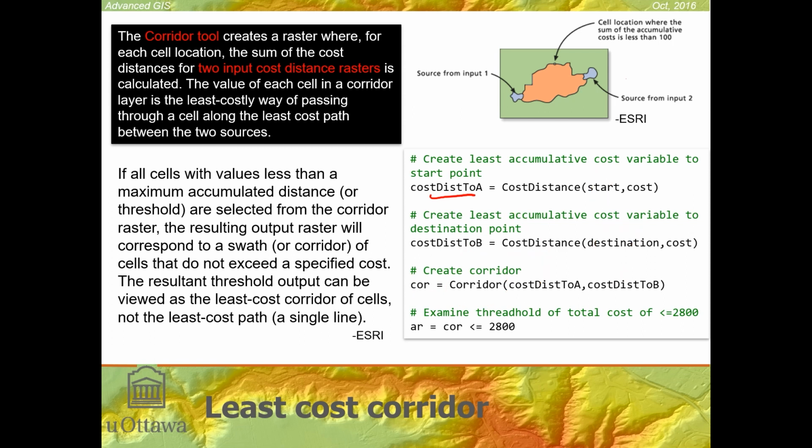For example, we might say, okay, show us the corridor where the least accumulative cost is less than or equal to 2,800 cost units. And we'll store it here in AR. The result of that will be a Boolean layer because we're using a relational operation, less than or equal to. So wherever AR, the output, is equal to 1, that means all those cells have the least accumulative cost of 2,800 cost distance units. Wherever it's 0, they don't.